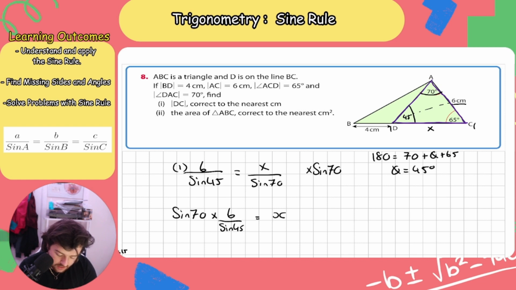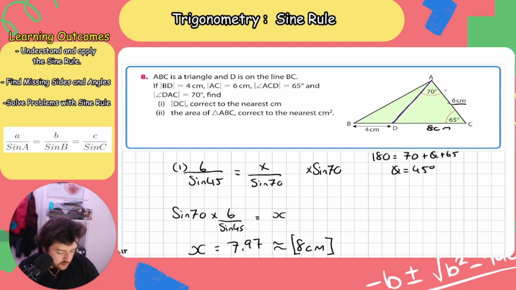So sine 70 times 6 over sine 45. I'm going to get here, x is equal to, it says to the nearest centimeter, so I have 7.97. Well, to the nearest centimeter, it's 8 centimeters. So the length DC is equal to 8 centimeters. And that's 45.